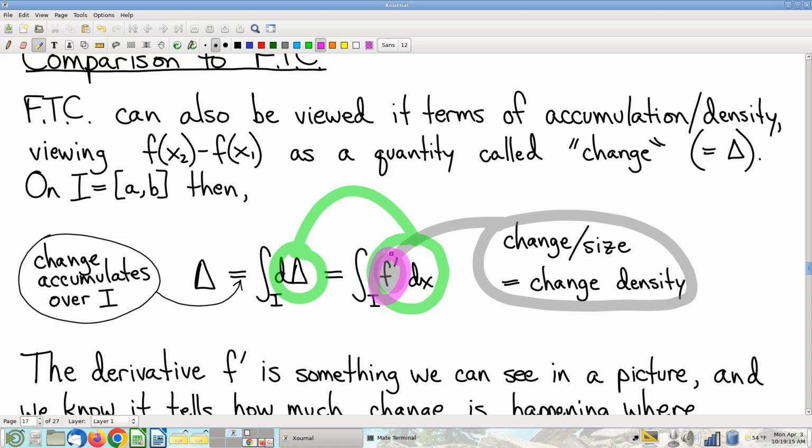F prime. Now, y'all have got a million interpretations already, I understand, and there's nothing wrong with those. I want to take a different point of view here, whose purpose is to contribute to the point of view we're trying to develop, and that is that it's a density.